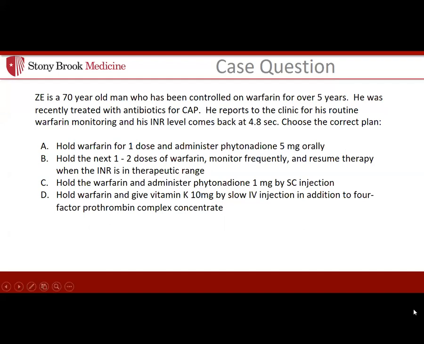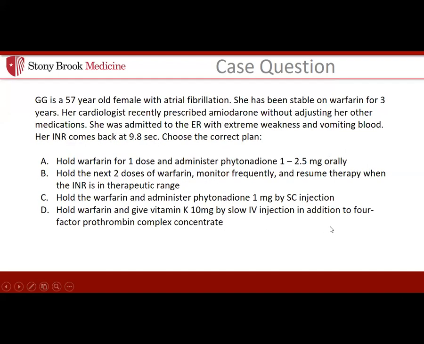So next we have another case, a little more involved. Gigi is a 57-year-old female with AFib. She's been stable on warfarin for 3 years. Her cardiologist recently prescribed amiodarone without adjusting her other medications. And she was admitted to the ER with extreme weakness and vomiting blood. Her INR comes back at 9.8. Choose the correct plan for her. So I'll give you another minute to look over the options.